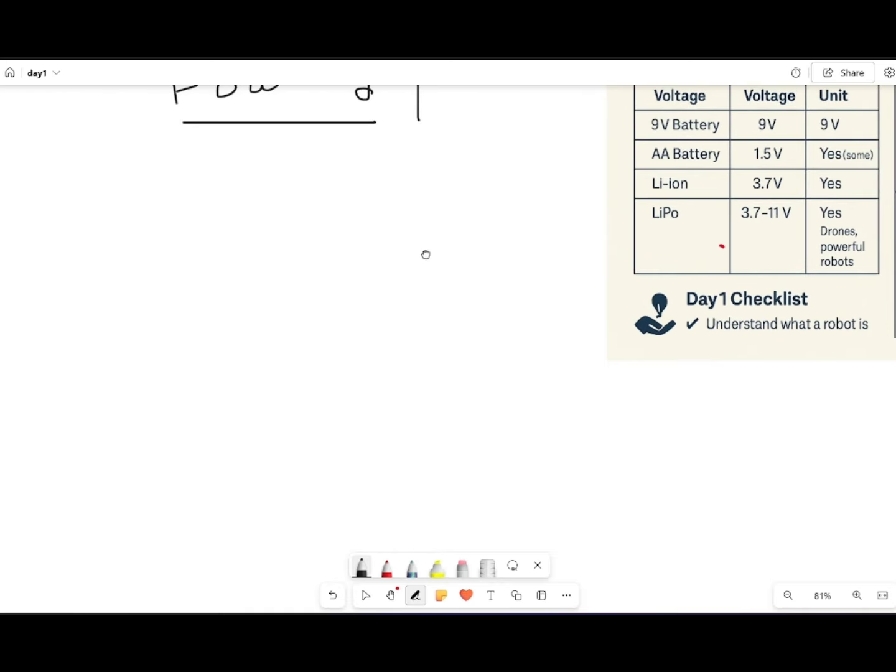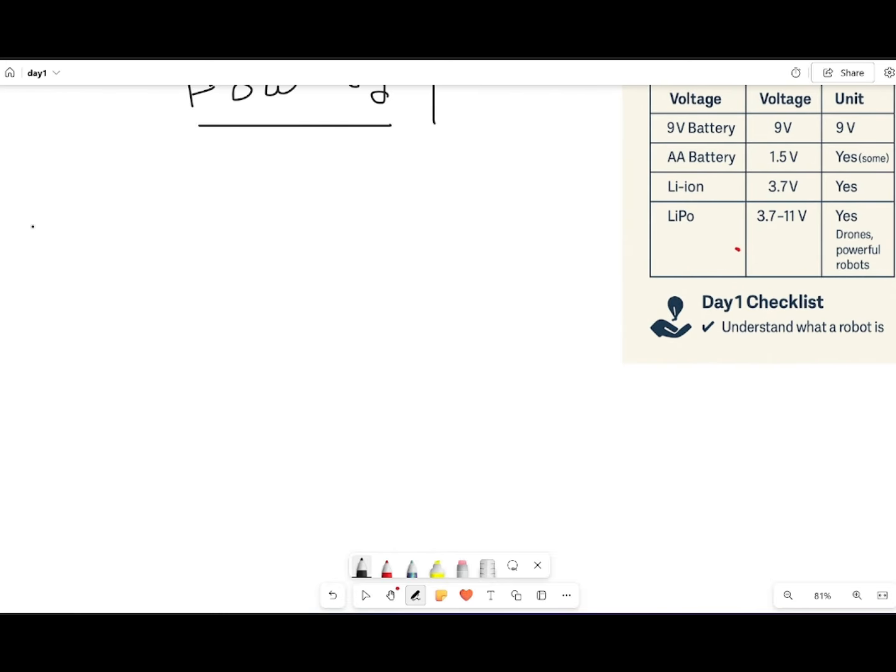First one, just tell me about this thing. What is electricity? Anyone have any idea? Electricity is a type of energy. Electricity is a type of energy in the form of electrons. Clear? Electricity is a type of energy in the form of current.